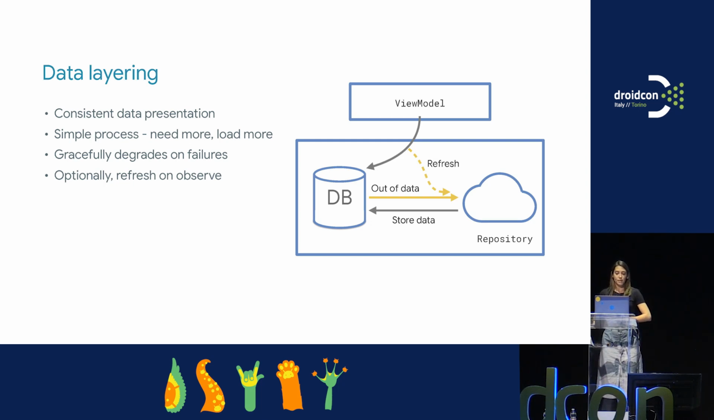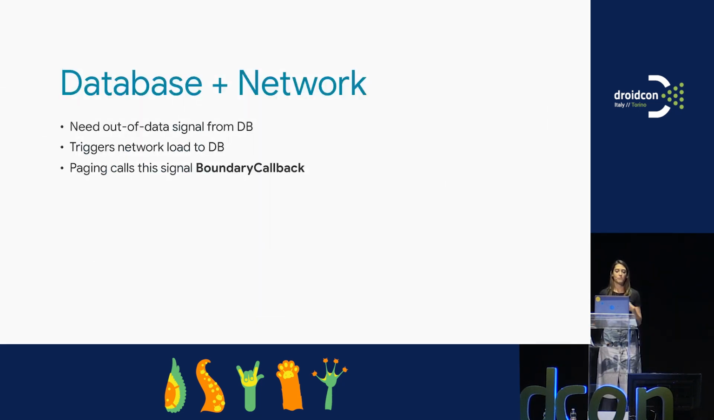So what does that mean? What are our needs in terms of the paging library? It means that we need an out-of-data signal from the database to know that, hey, I'm out of data, you need to load some more. This also means that we need to trigger network loads to be saved in the database. To have this signal of I'm out of data, load some more data, the paging library came up with the boundary callback.